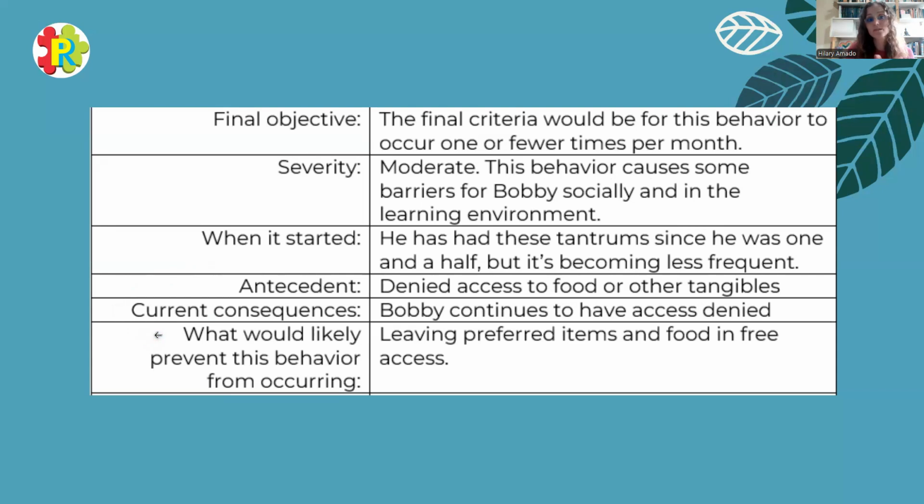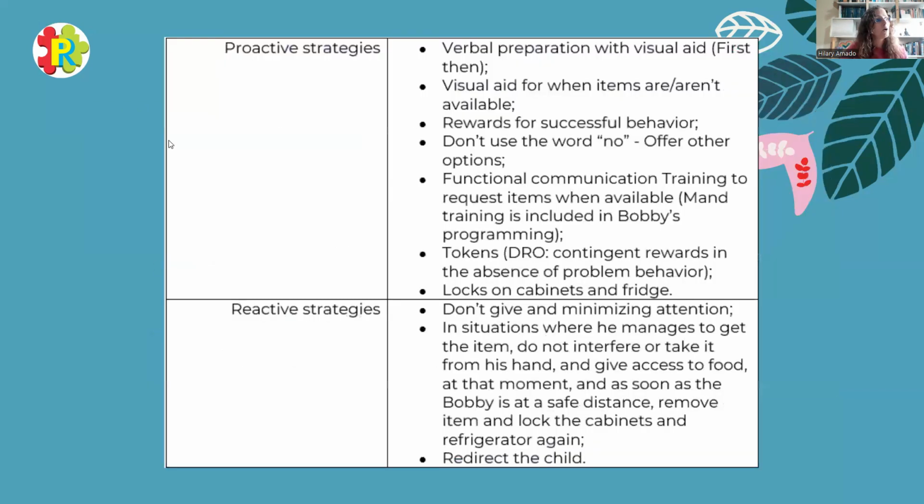Not that we're going to do this, but just so we know, and this kind of points to the function here. So now we have a list of proactive strategies, and these are strategies we put in place to keep that behavior from happening. So we can help them build a tolerance and build skills. We're going to use, for example, verbal preparation with a visual aid, like a first-then board, so he can understand and have better predictability of when he might have access to those preferred items. A visual aid of when items are or aren't available.